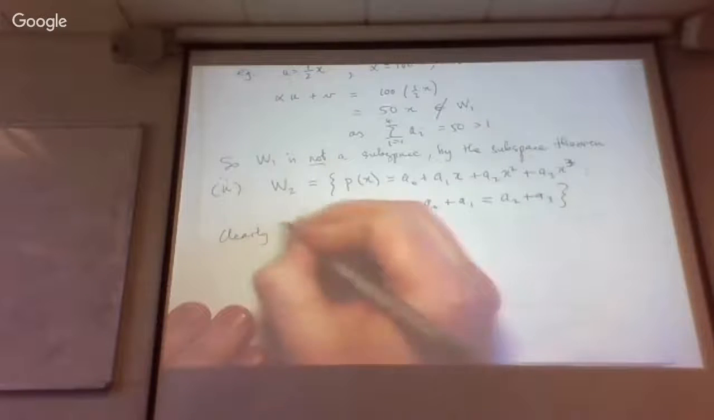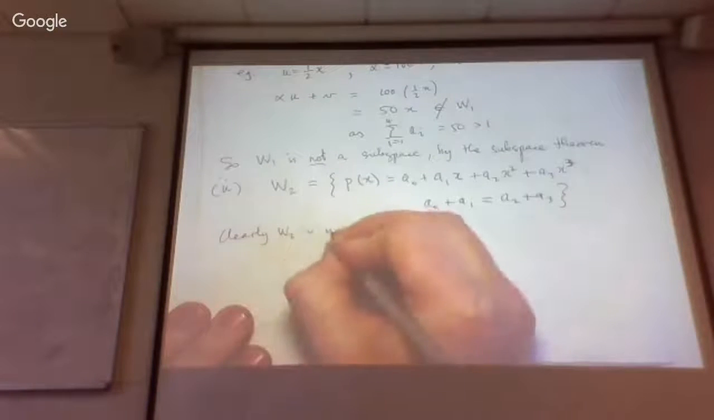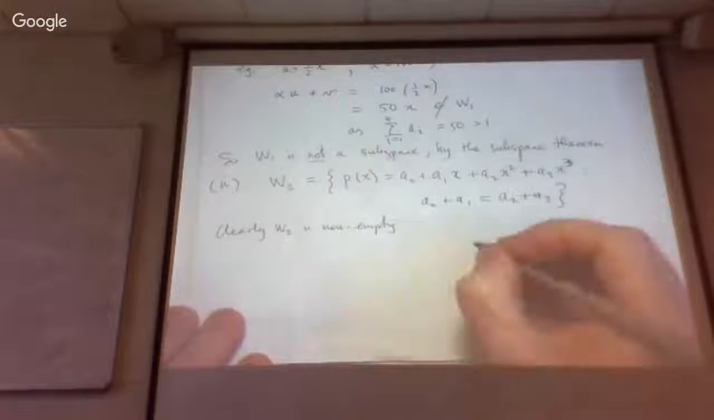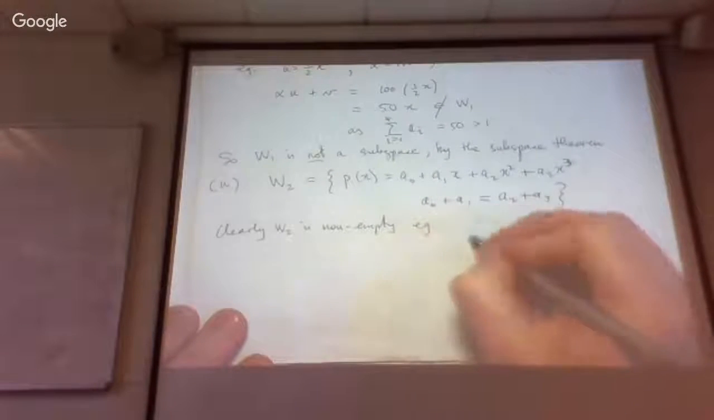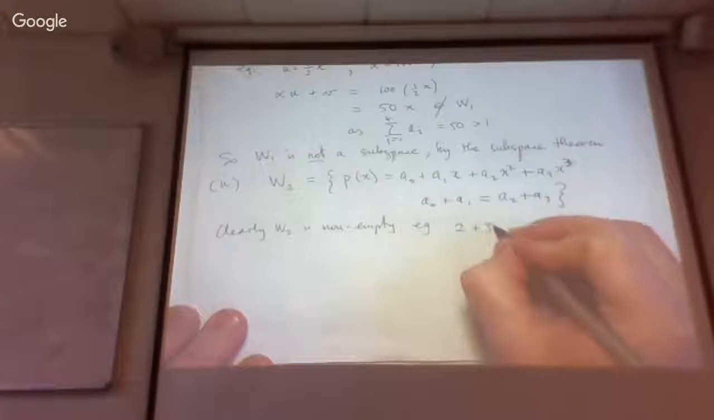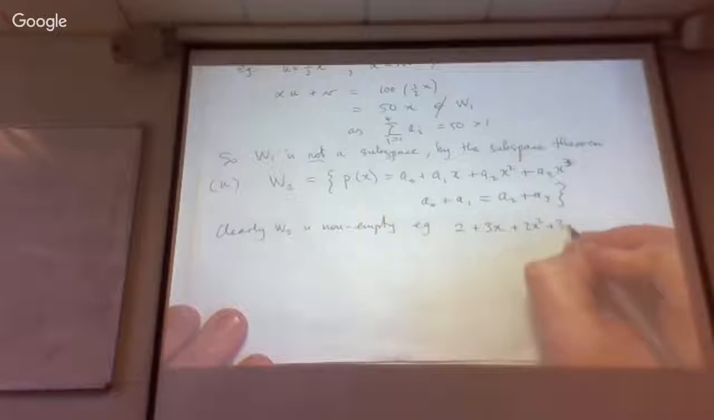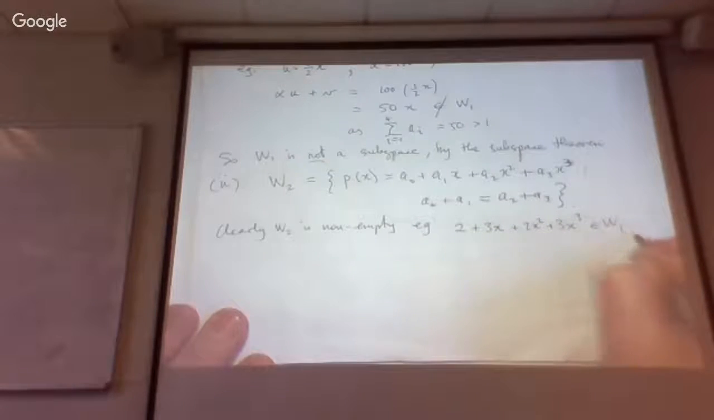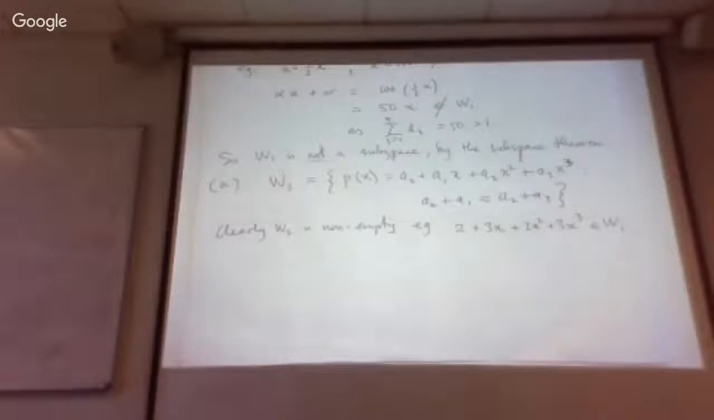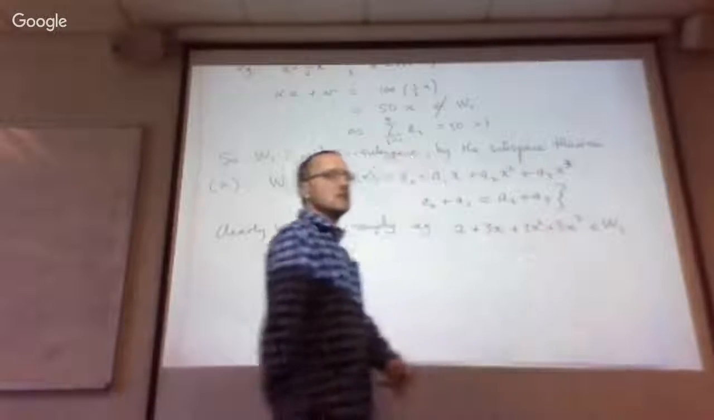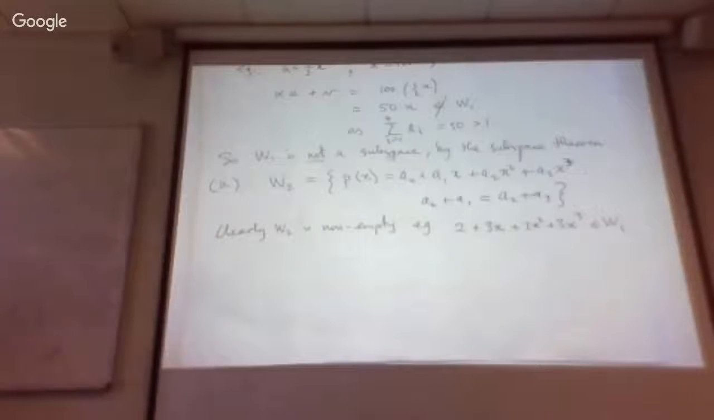First of all, we'll settle the non-empty. So clearly, W2 is non-empty, so let's just point to something which is in it. a0 and a1 could be anything, e.g., the polynomial 2 plus 3x. You just have to give the same coefficients to x squared and x cubed. So when you add a0 and a1, you get 2 plus 3 is 5, and it's clearly the same as adding a2 and a3. You get 5 as well. So it's certainly non-empty. You can certainly see there's an infinite number of polynomials in it.